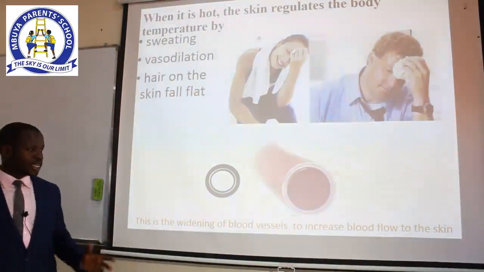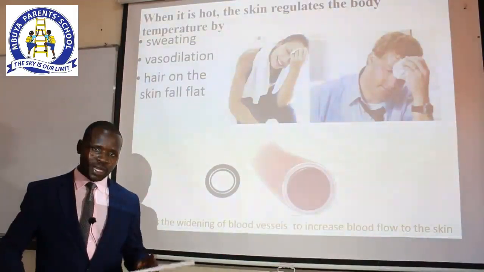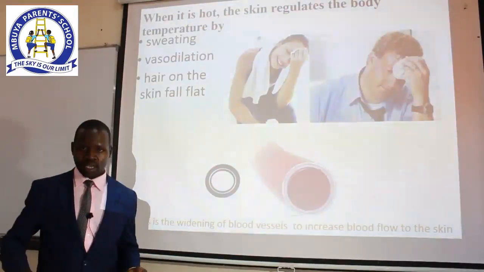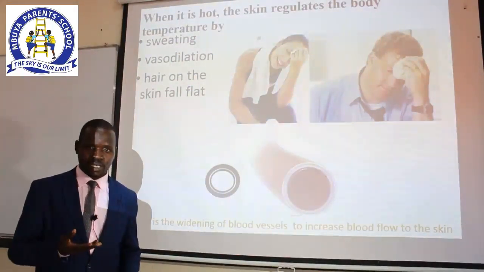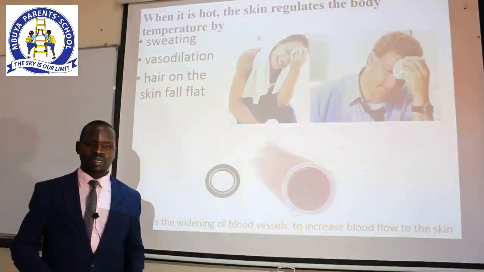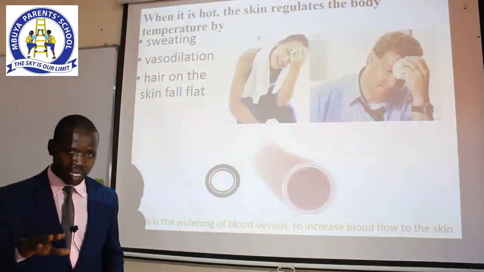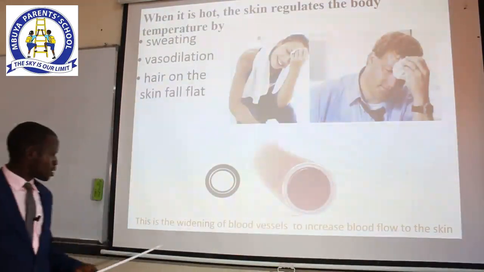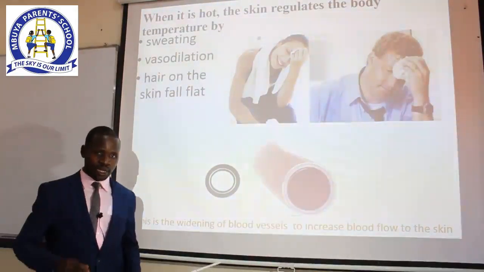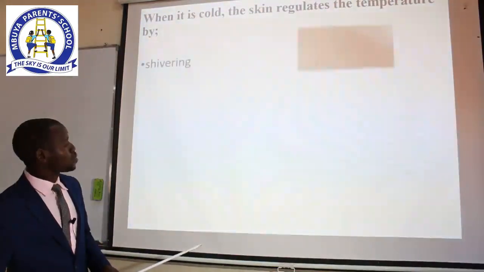This simply means the widening of the blood vessels. This widening of the blood vessels brings blood closer to the skin surface. And when blood comes closer to the skin surface, the excess heat in blood escapes through our skin. And in that way, our body remains at a constant temperature. So, the widening of the blood vessels to increase blood flow to the skin so that excess heat is lost from our body.